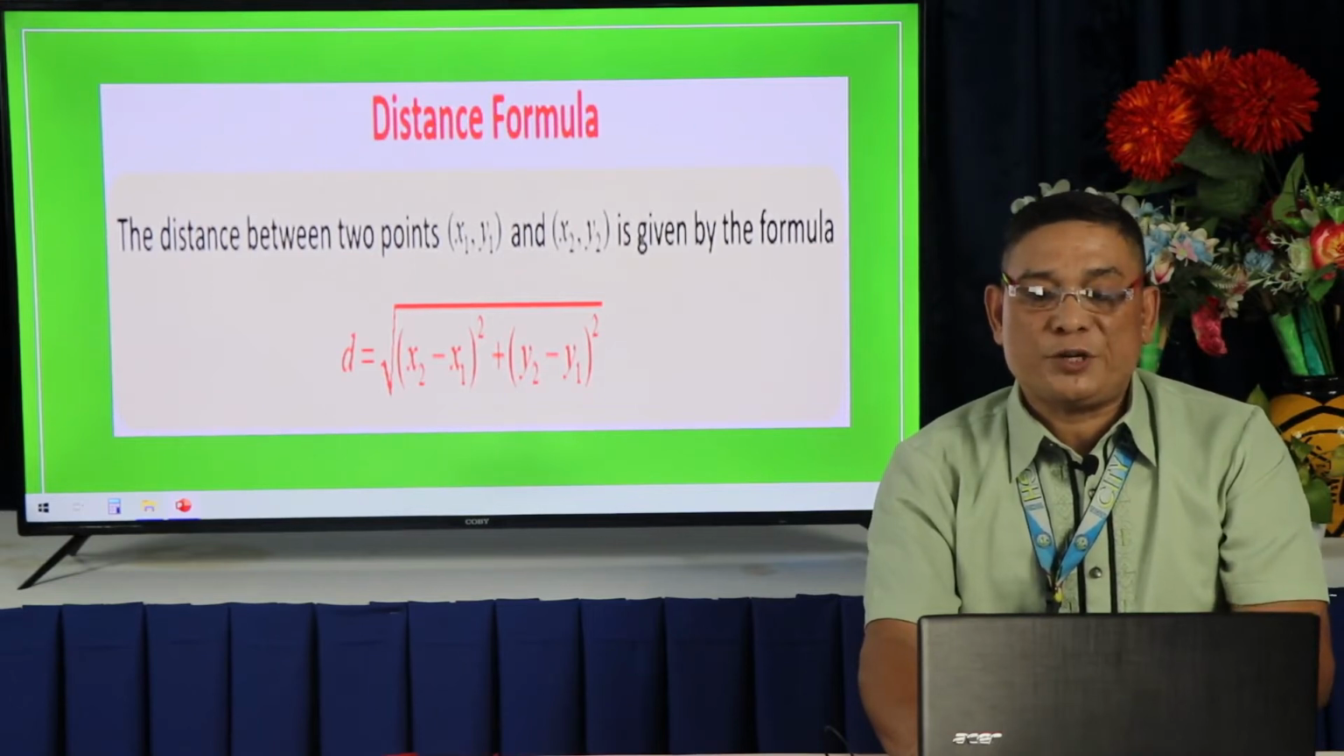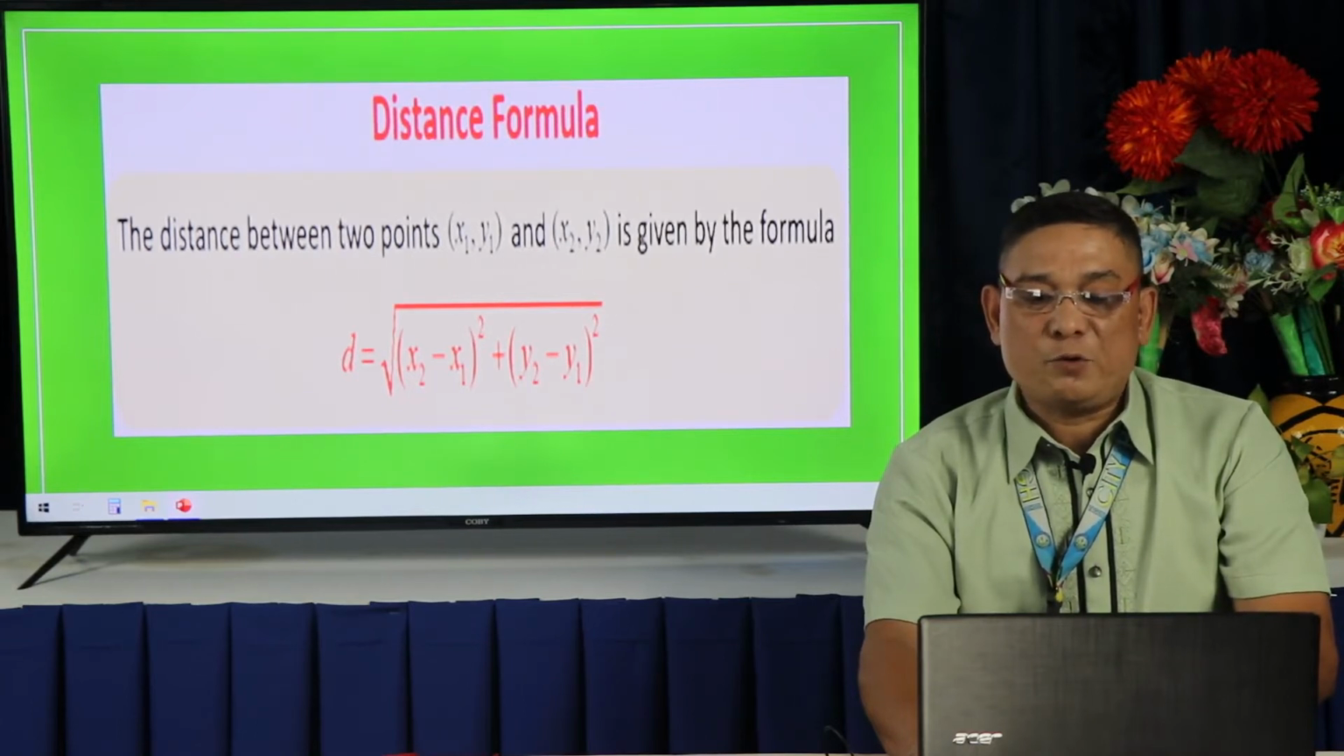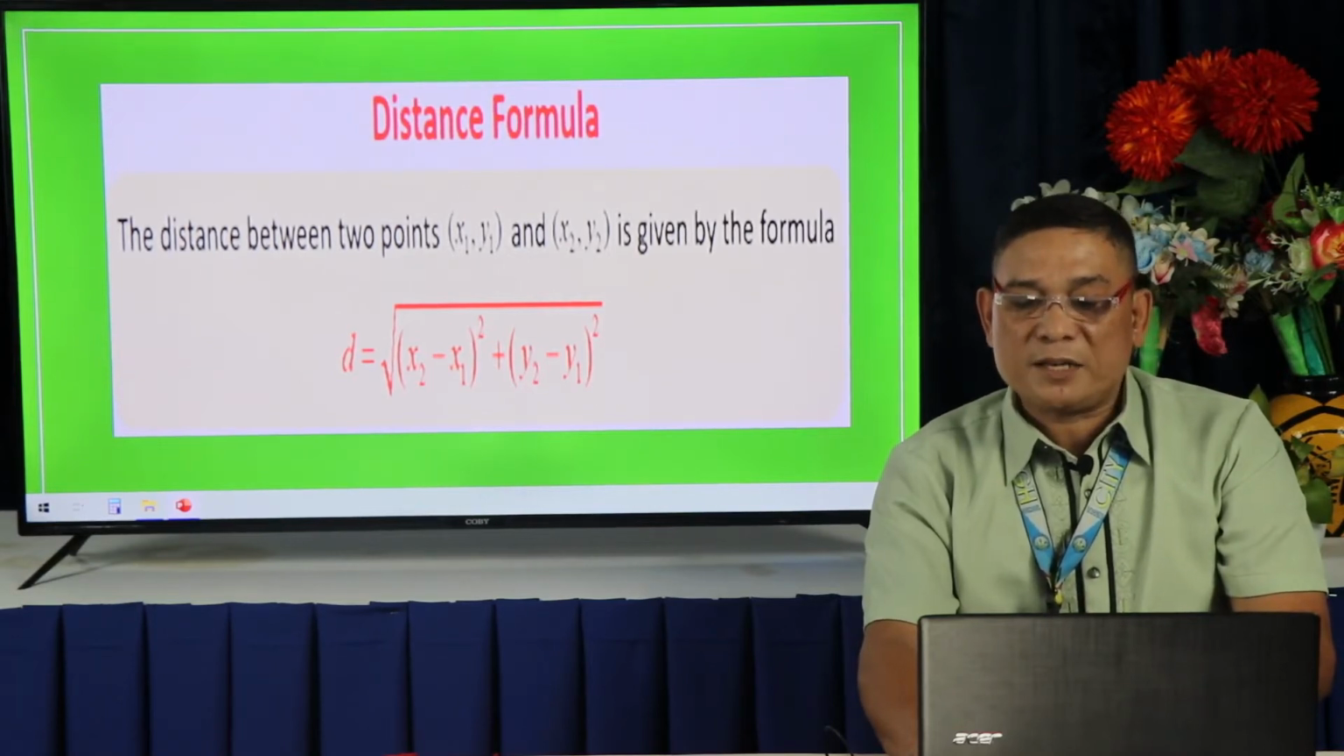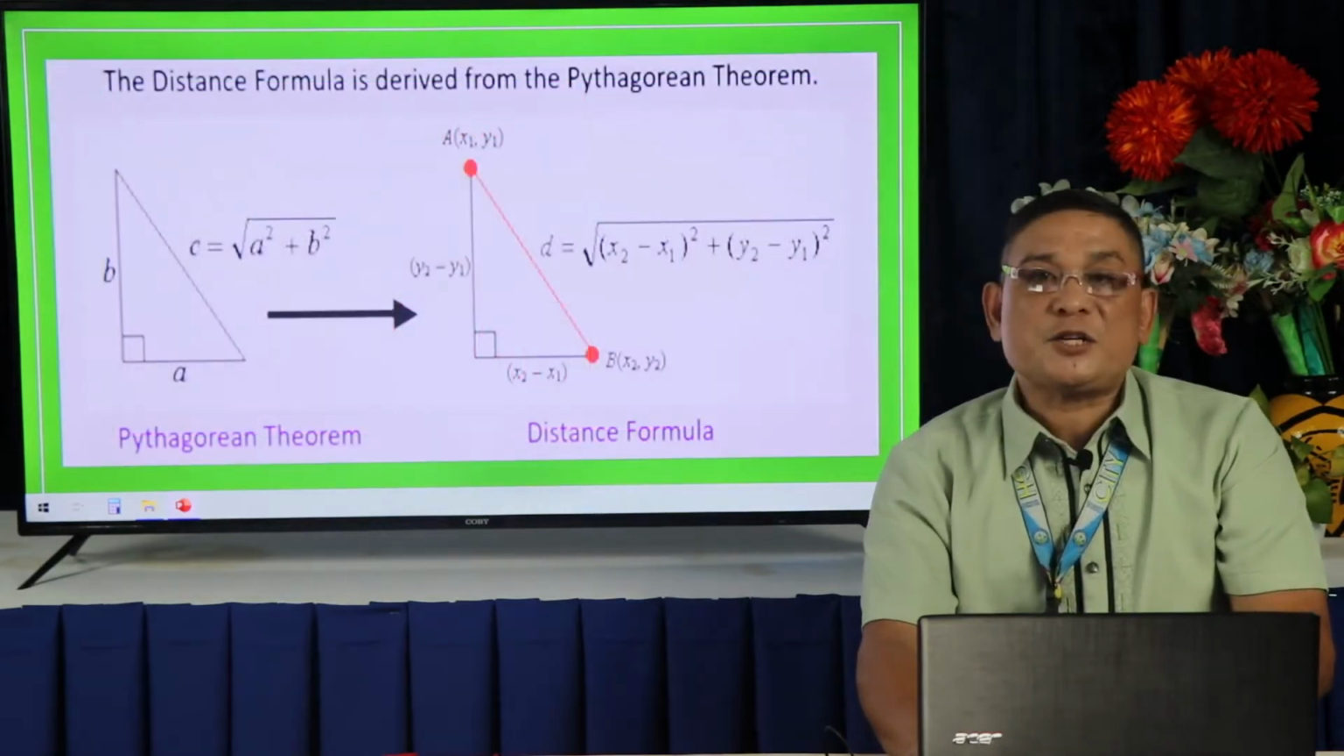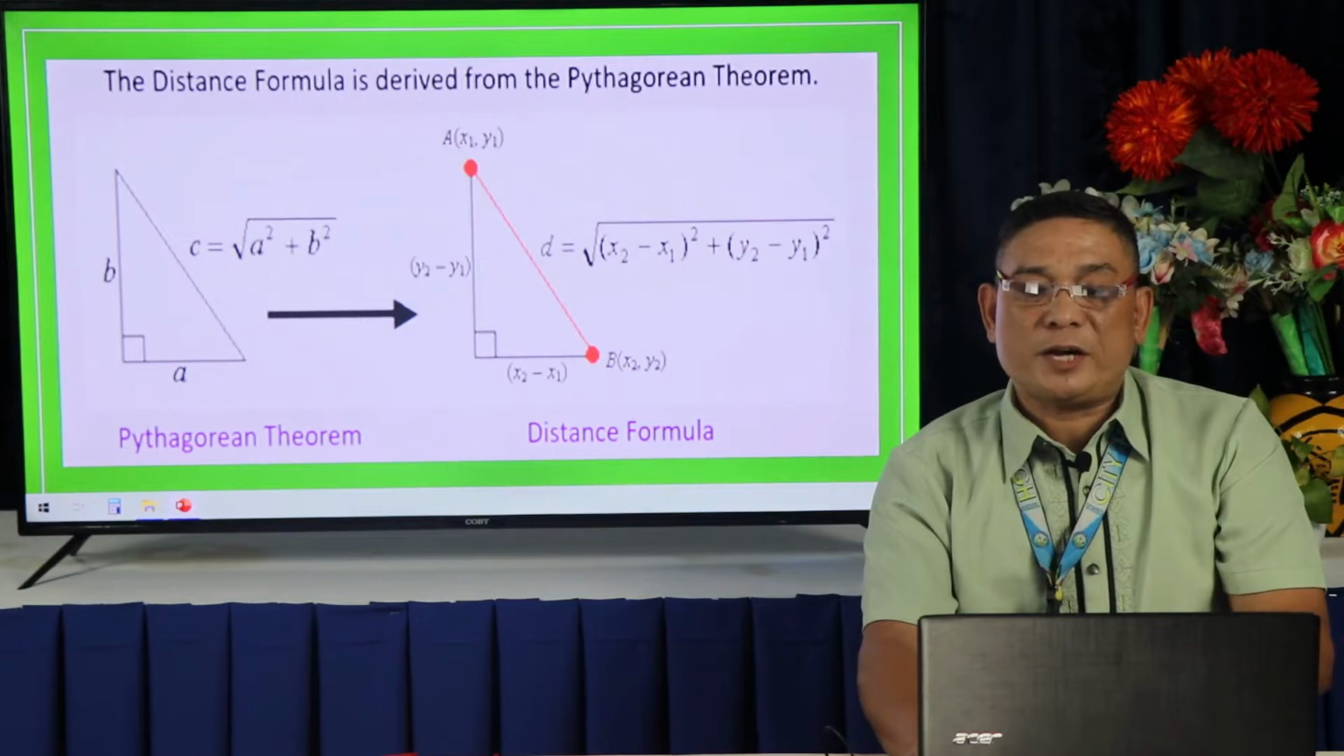Distance formula is an equation that can be used to find the distance between any pair of points on the coordinate plane. The distance between 2 points (x sub 1, y sub 1) and (x sub 2, y sub 2) is given by the formula d equals square root of quantity x sub 2 minus x sub 1 squared plus quantity y sub 2 minus y sub 1 squared. The distance formula is derived from the Pythagorean theorem.